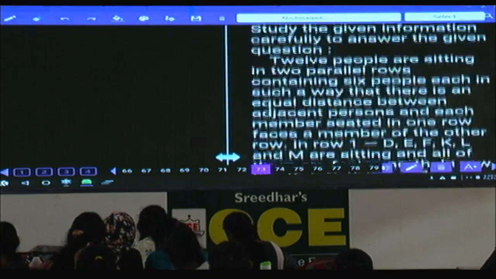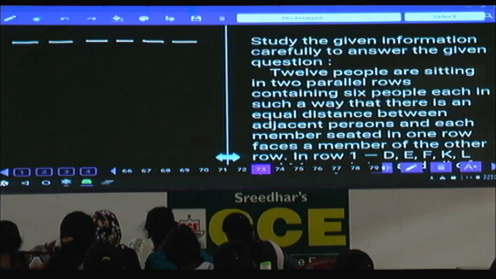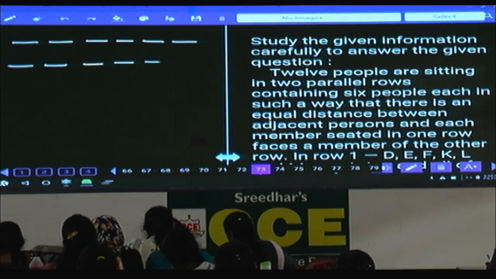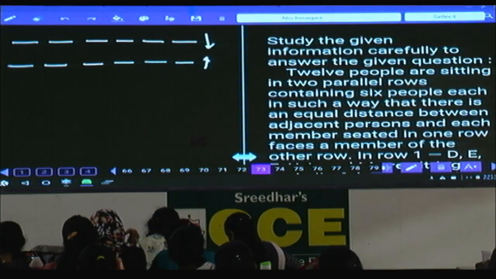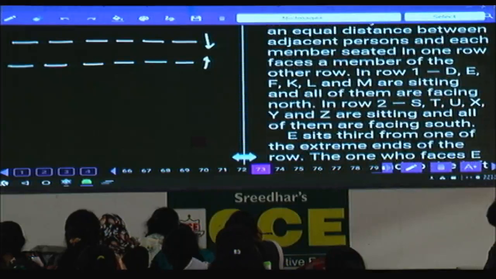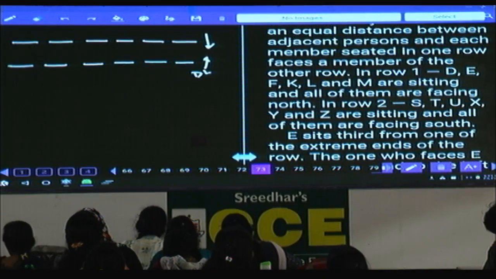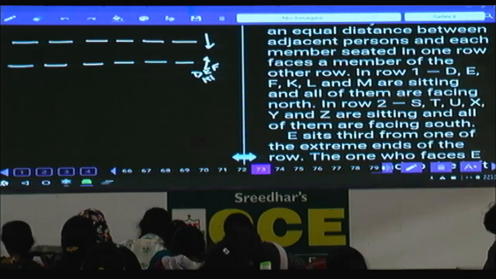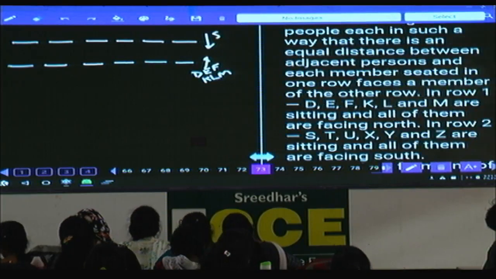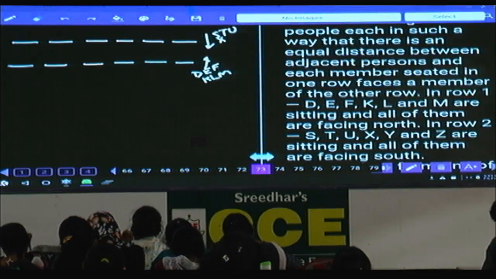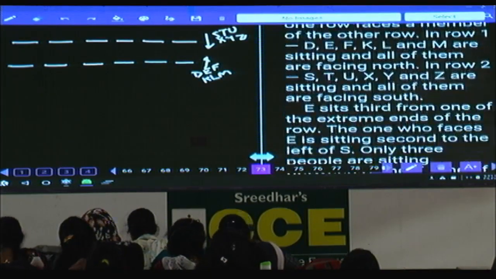Then coming to this one: 12 people are sitting in 2 parallel rows, 1, 2, 3, 4, 5, 6, and another 6 persons, 1, 2, 3, 4, 5, 6. Now these 6 persons are facing south and the other persons are facing north. In row 1, D, E, F, K, L, M are sitting and all of them are facing north. Towards south, S, T, U, X, Y, and Z, because W is not there, V is not there, isn't it? They are facing south.